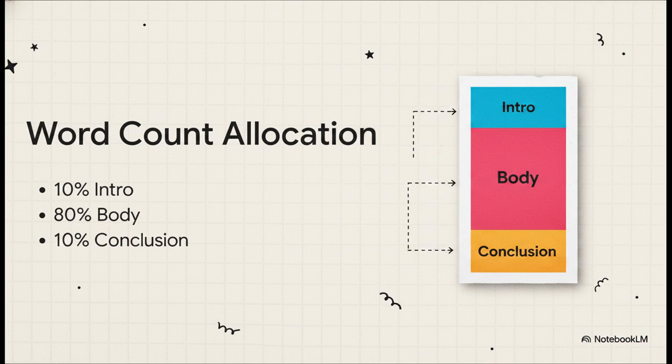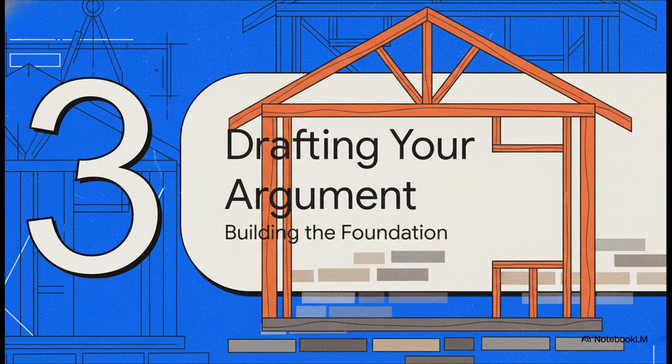One of the most common reasons writers fail is they write these rambling, bloated introductions that take up like 30% of the paper before they ever actually make a point. This strict mathematical allocation guarantees that you spend the vast majority of your time and space actually proving your argument in the body paragraphs. All right, blueprint in hand, let's dive into Section 3, drafting your argument.